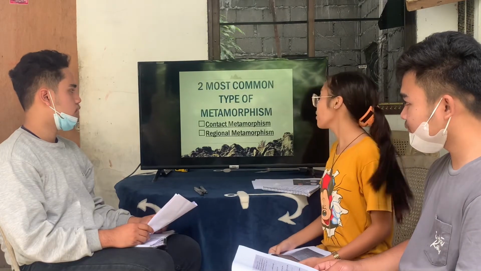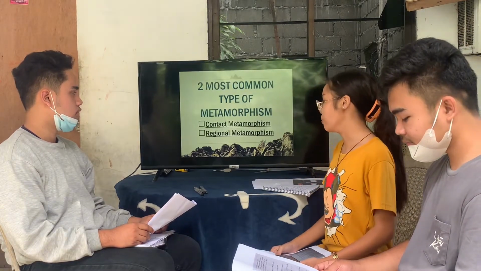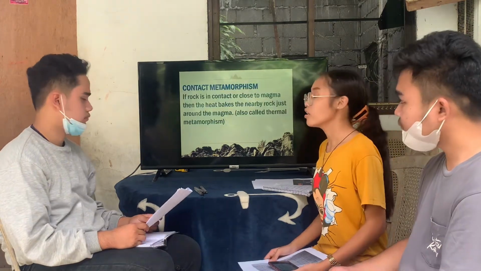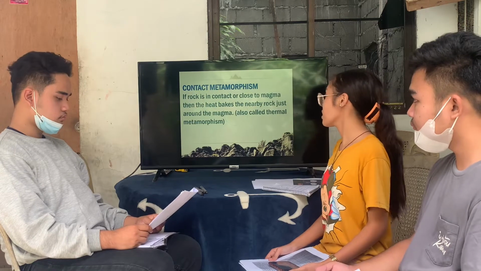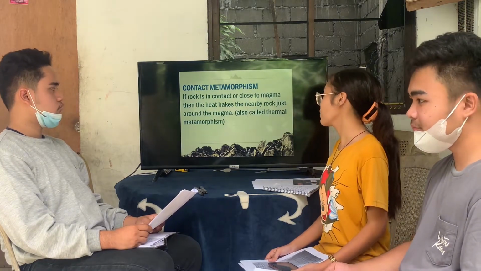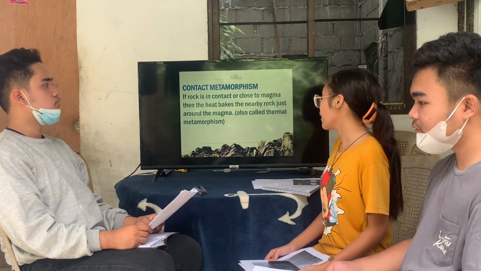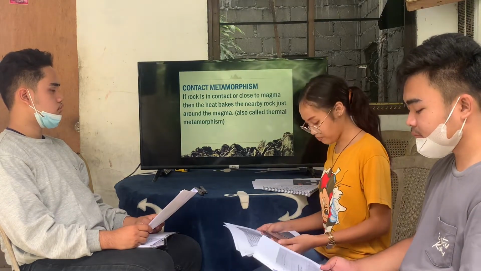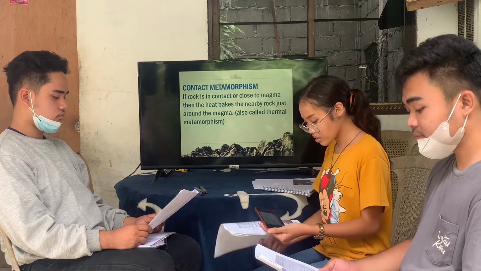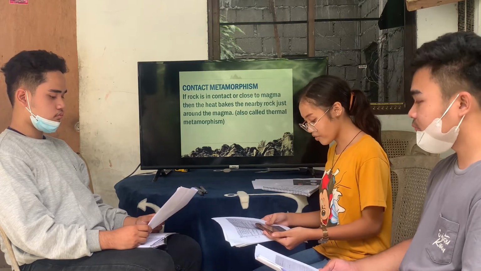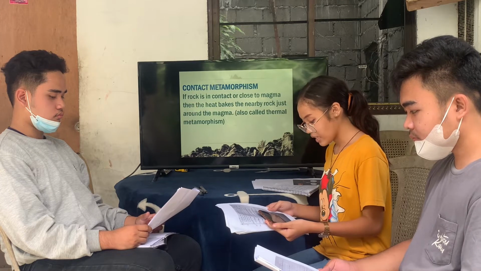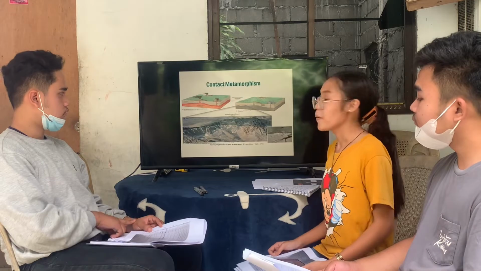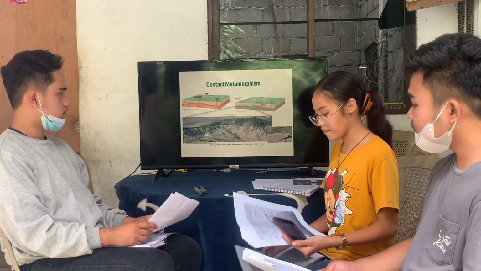There are two most common types of metamorphism: contact metamorphism and regional metamorphism. Contact metamorphism: if rock is in contact or close to magma, then the heat bakes the nearby rock just around the magma, also called thermal metamorphism. So when rock is close to magma, it bakes the nearby rocks around the magma. It is also called thermal metamorphism. This is the contact metamorphism.